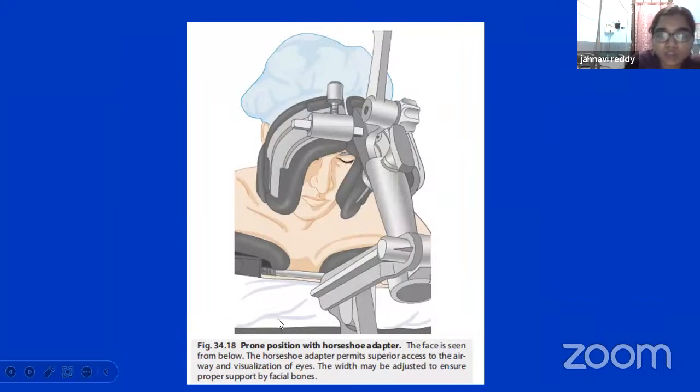This is a prone position with a horseshoe adapter. This is a horseshoe, and it can be adjusted to the facial diameter of the patient. According to the facial diameter of the patient, we can loosen and make the horseshoe bigger, and we can make the horseshoe smaller. The face seen from below, the horseshoe adapter permits superior access to the airway and visualization of the eyes. The width may be adjusted to ensure proper support by facial bones.